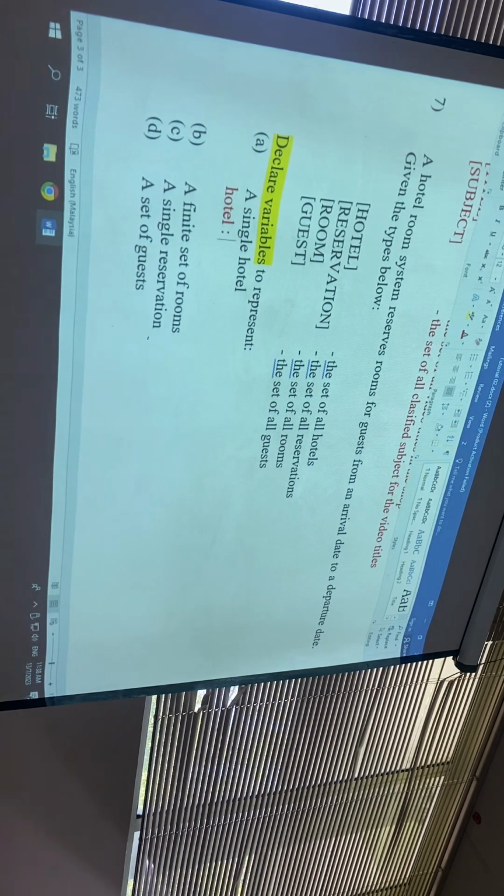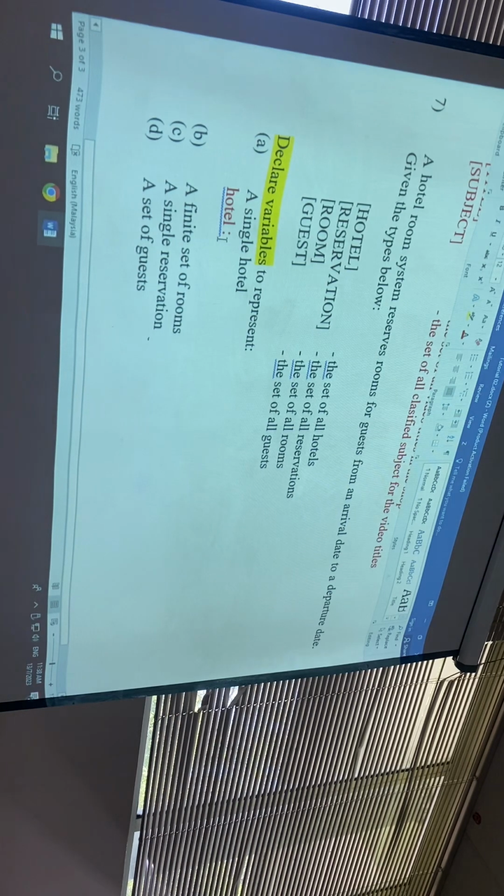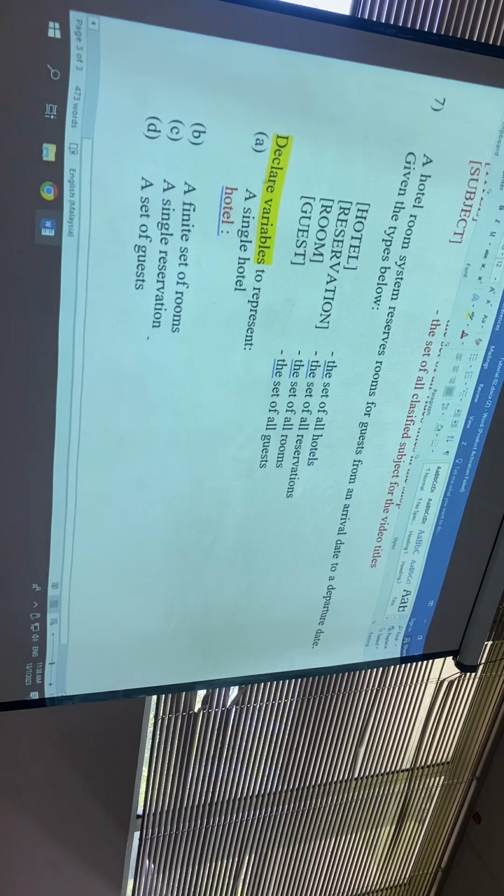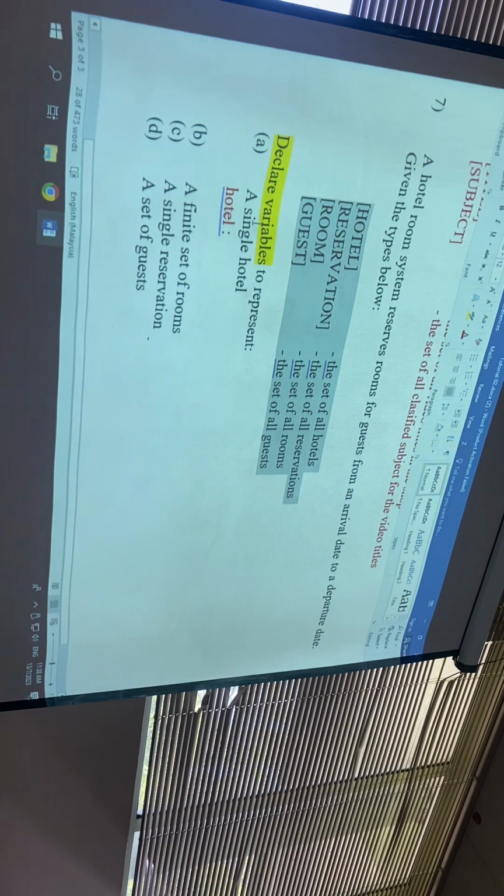So hotel, what is the data type for hotel here? Hotel is my variable. What is the data type for hotel that you want to put here? You are given 4 basic types. Type here you were given straight away. You were given these 4. So this is my variable.